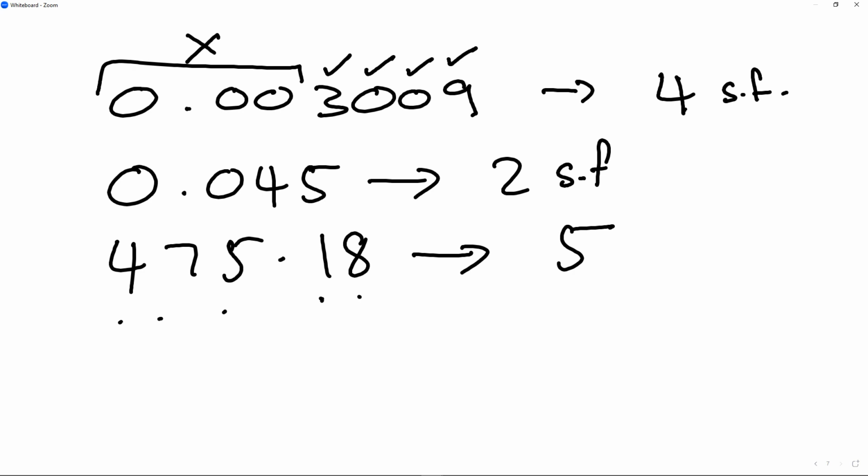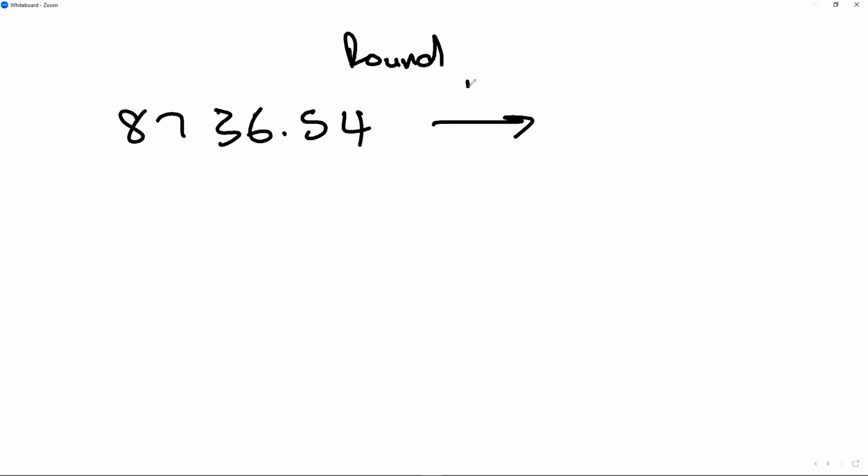All right. Now, sometimes they ask you to round the numbers, and they want you to round it to a certain amount of significant figures. So let's say I want to round the number 8,736.54 to one significant figure. That means I have to make each of these numbers 0, which means it will become 8,000. No, it will become 9,000 because I have to round up.